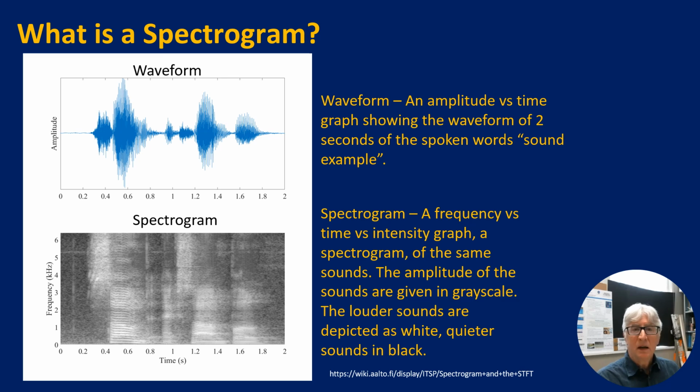In the example, a frequency versus time versus intensity graph of the spoken words sound example is given in the lower graph. The amplitude of the sounds are given in grayscale, and the louder sounds are depicted as white and quieter sounds in black.